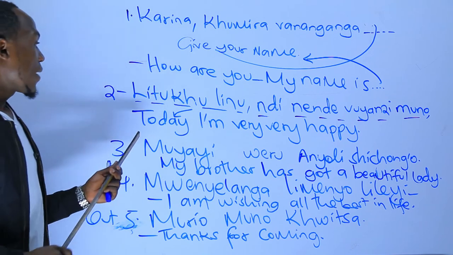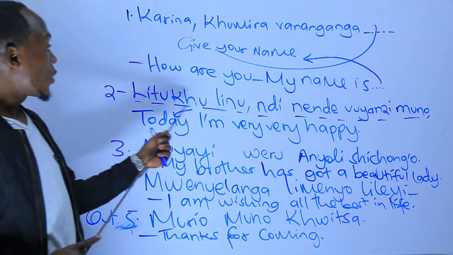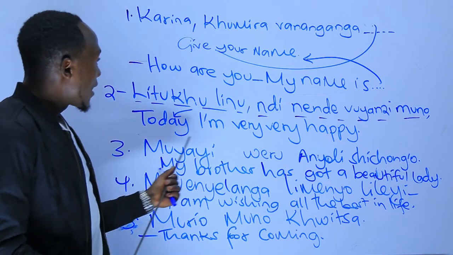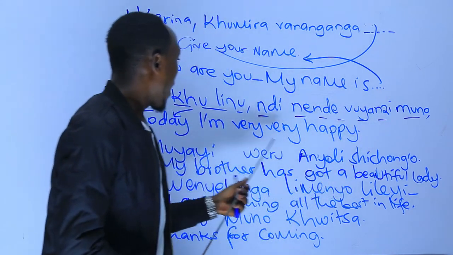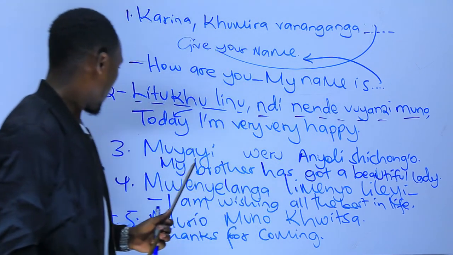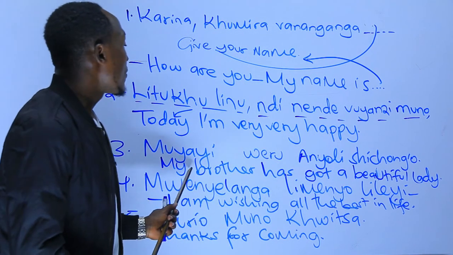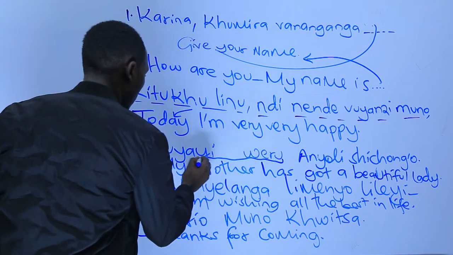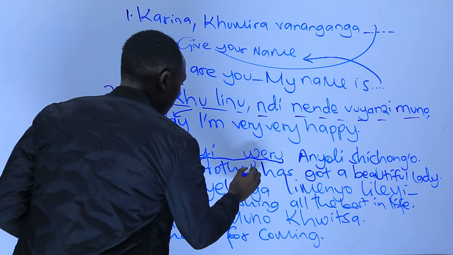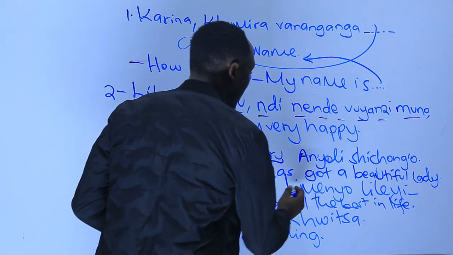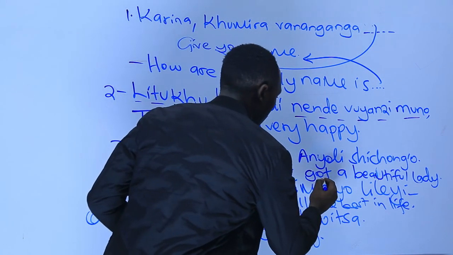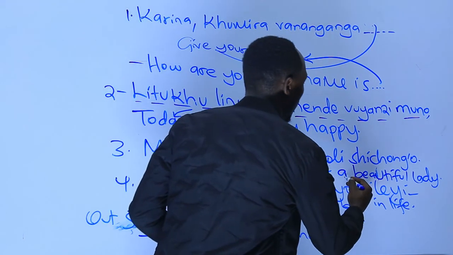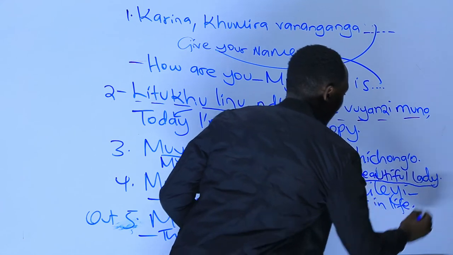Then we went ahead and learnt about litoho lino linende vuyanzi. Litoho lino means today. Linende vuyanzi, I am very, very happy. Moyai weru means my brother. Anyuri, she has got. You can use an A here. Has got. Shichongo means a beautiful lady.